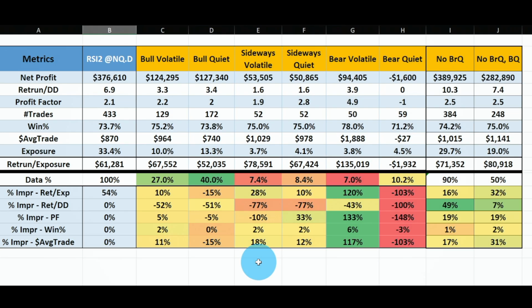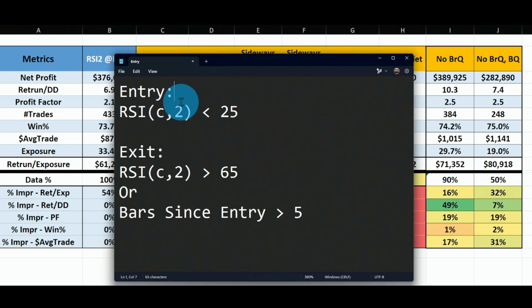So we expect the behavior of market regime to be the same on the same strategy. But of course, we need to test to validate the theory. So here is the test of the RSI-2 strategy on Nasdaq. Remember, this is the same strategy. RSI-2 below 25, we go long. RSI-2 above 65, we exit.